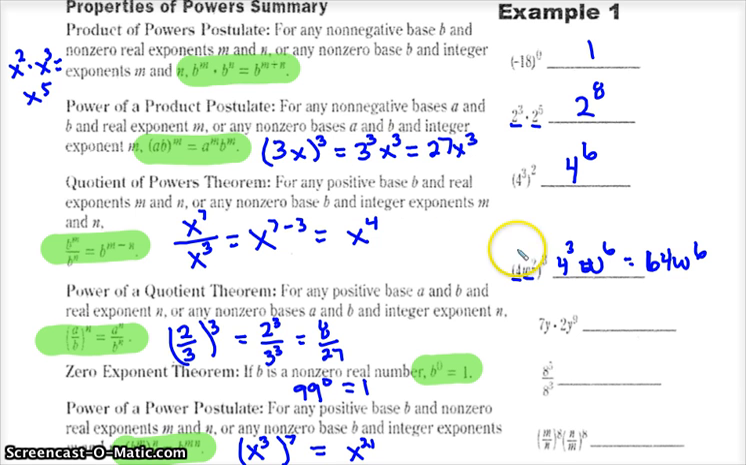Okay, next problem. I'm going to be multiplying here. I've got 7 times 2 is 14, and I've got y times y to the 9th. I will be adding my exponents, and I get y to the 10th. I've got some division down here. I've got 8 to the 5th divided by 8 to the 3rd, which becomes 8 squared because I subtract my exponents.